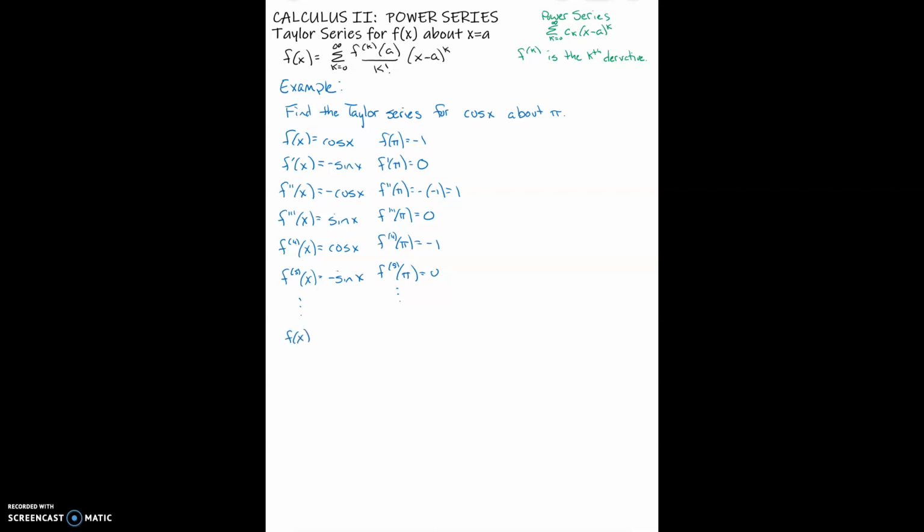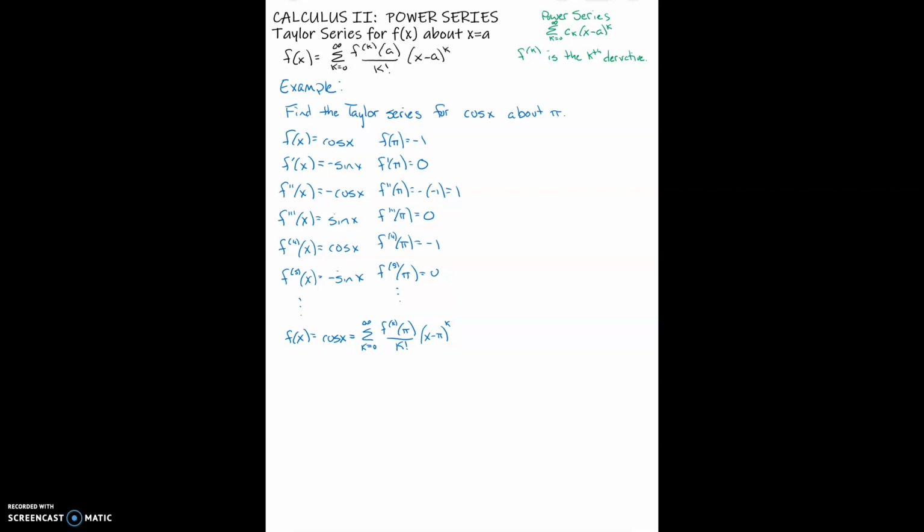So our function is cosine of x. Just looking again here at the top of the page to build out that series, it's going to be the sum as k goes from 0 to infinity of the kth derivative evaluated at pi over k factorial times x minus pi raised to the k. All right, that's what it looks like.